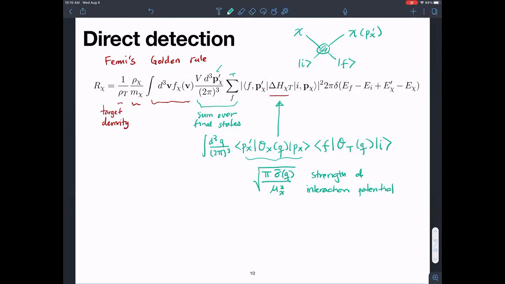So if I were talking about dark matter electron scattering, and I'll write this more explicitly shortly, then I might think of this interaction Hamiltonian as a Coulomb potential between dark matter and electrons. That Coulomb potential is what I mean by the strength of the interaction potential. That would be appearing here in this combination of factors. I'll define that on the next slide.